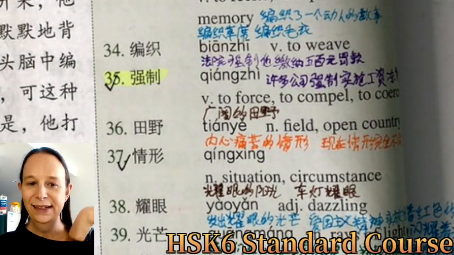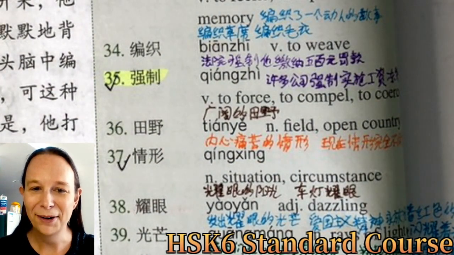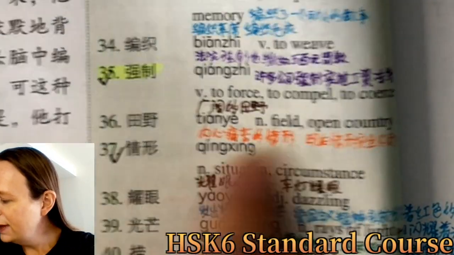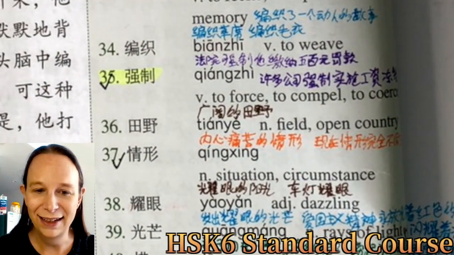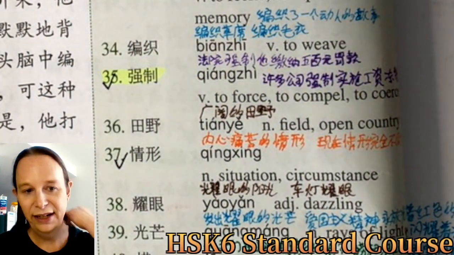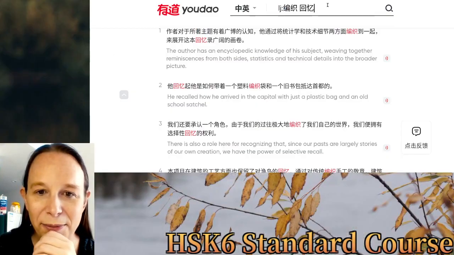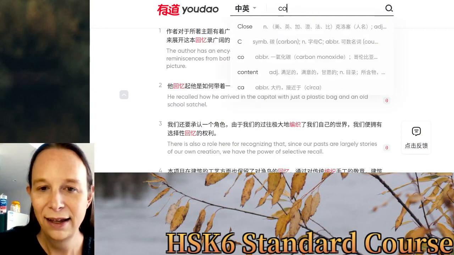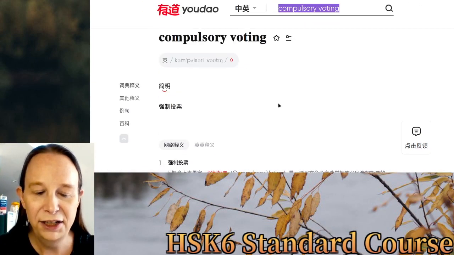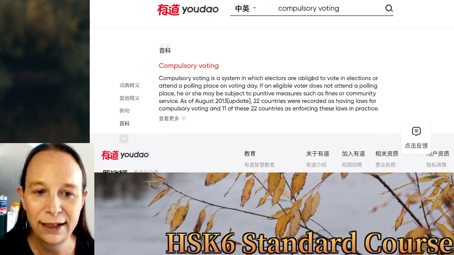强制. 强 you probably know as strength, right? Or power, or 强力. 强制 is this one, to compel. So you compel someone to do something. 强制, it is a verb. In Australia, we use this word because we have compulsory voting. Compulsory voting. 强制投票. This is where you see the word in Australia, compulsory voting.